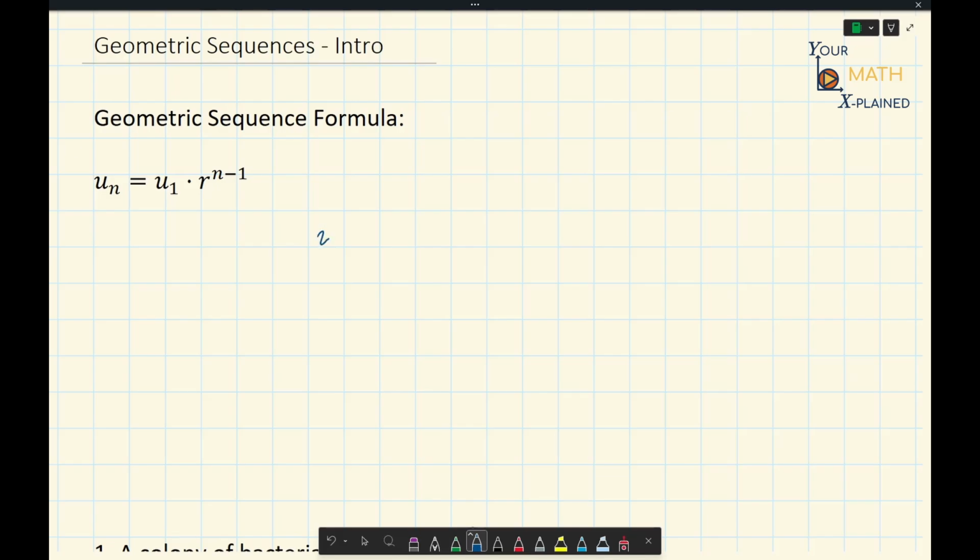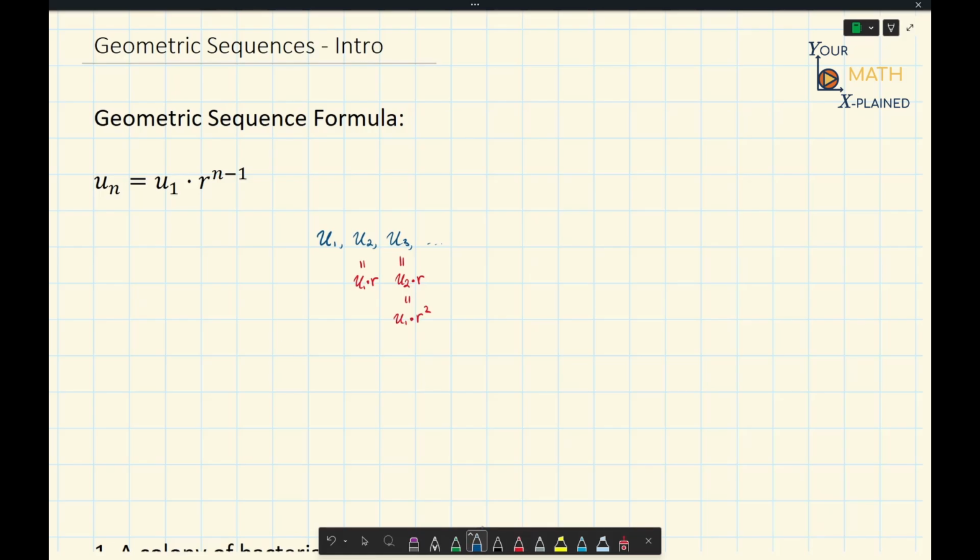So let's say we have a geometric sequence. We have our u sub 1, u sub 2, u sub 3, and so on. To go from the first term to the second term, we're going to multiply by the common ratio r. So therefore, u2 is going to be u1 times r. And similarly, u3 is going to be u2 times r, which is equal to u1 times r to the power of 2.